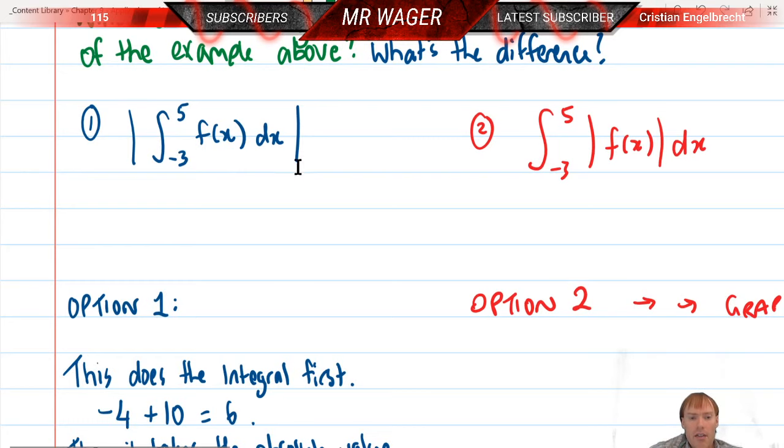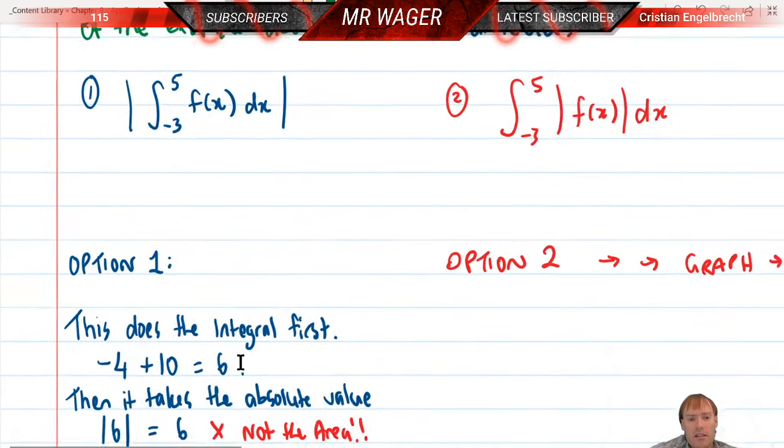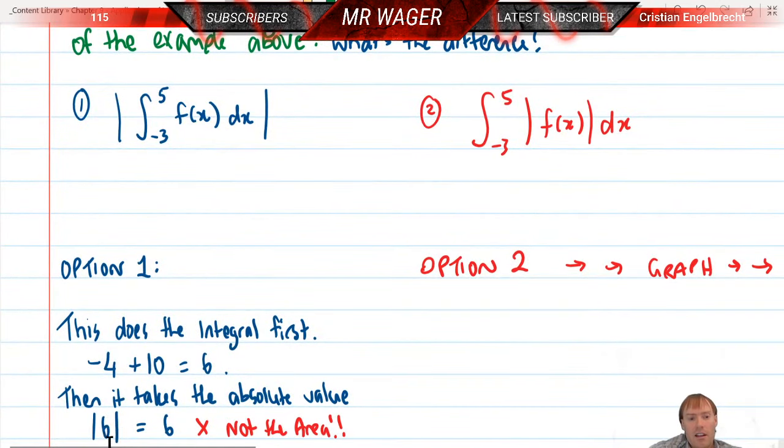Then when we apply the absolute value to the 6, what we're essentially doing is saying the absolute value of 6 is 6, but 6 is definitely not the area that we came up with in the question. So this one does not give you the right area. It doesn't calculate the area correctly for you. Let's have a look at this one and see what's going on in this particular scenario.